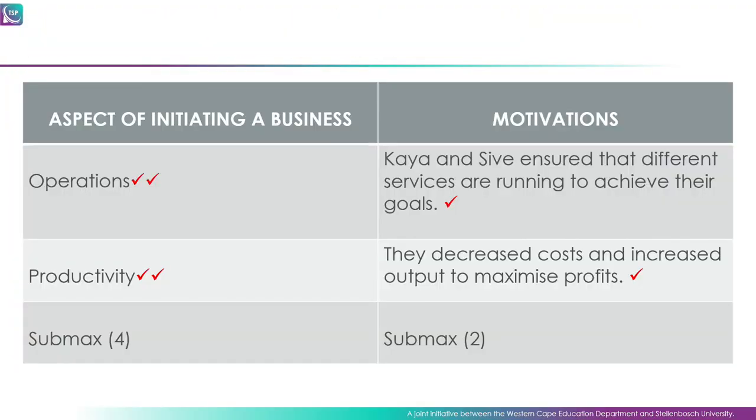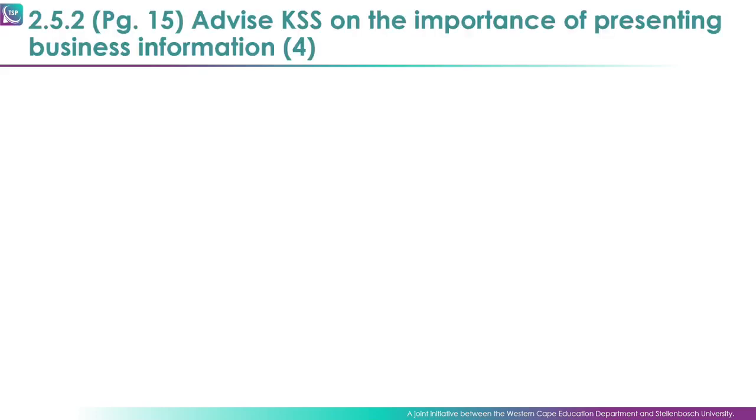All right, so let's have a look at the aspects that need to be considered when initiating the business: operations, productivity, and the motivation, which is a quote. You can put it in quotation marks as well. Kasiva Shuttle Services ensured that different services are running to achieve their goals. That would be linked to the operations aspect. And then they decreased costs and increased output to maximize profits. So that's looking at productivity. All right, so that's another type of question that you can come across.